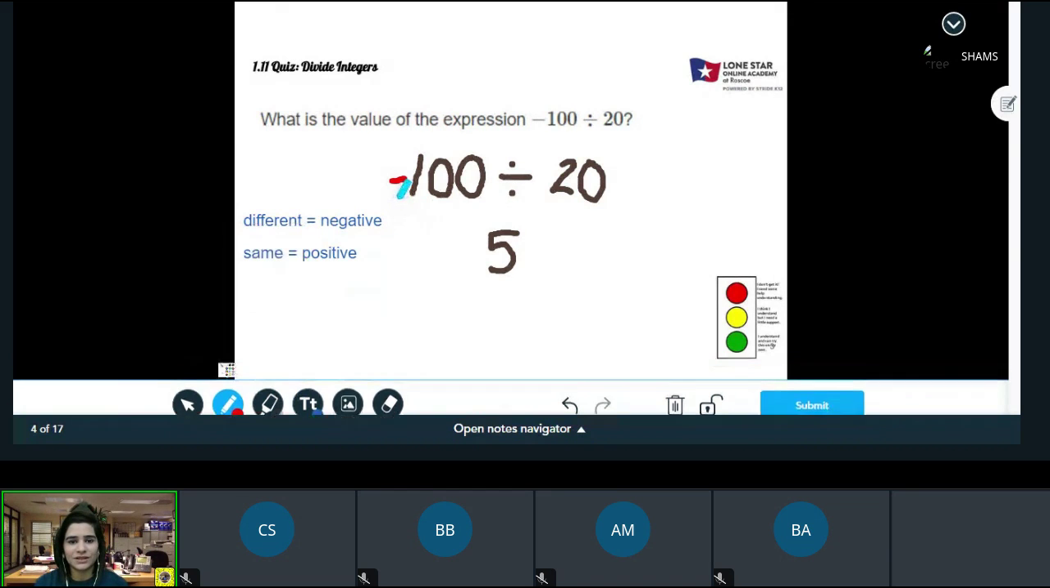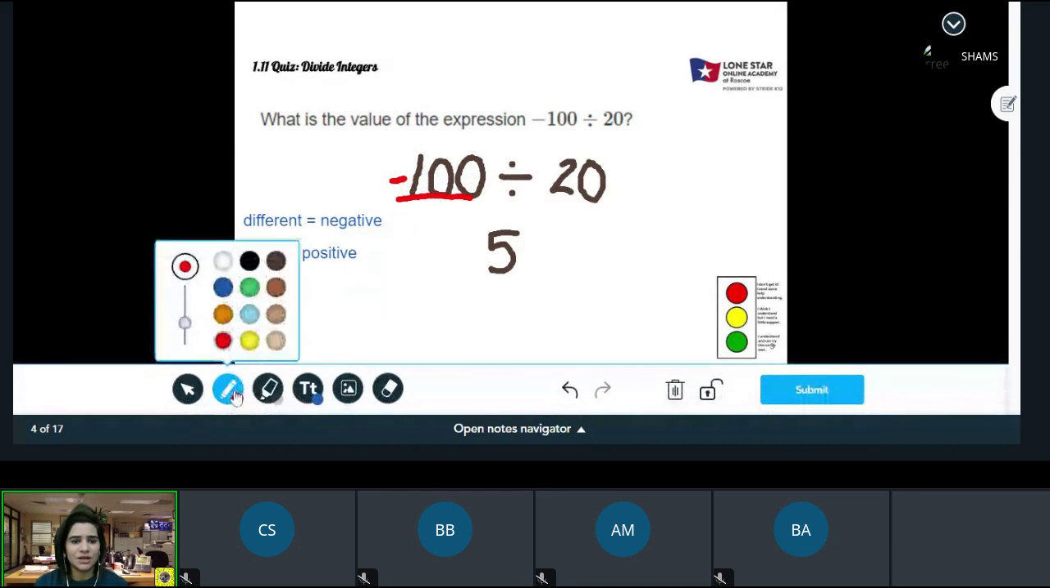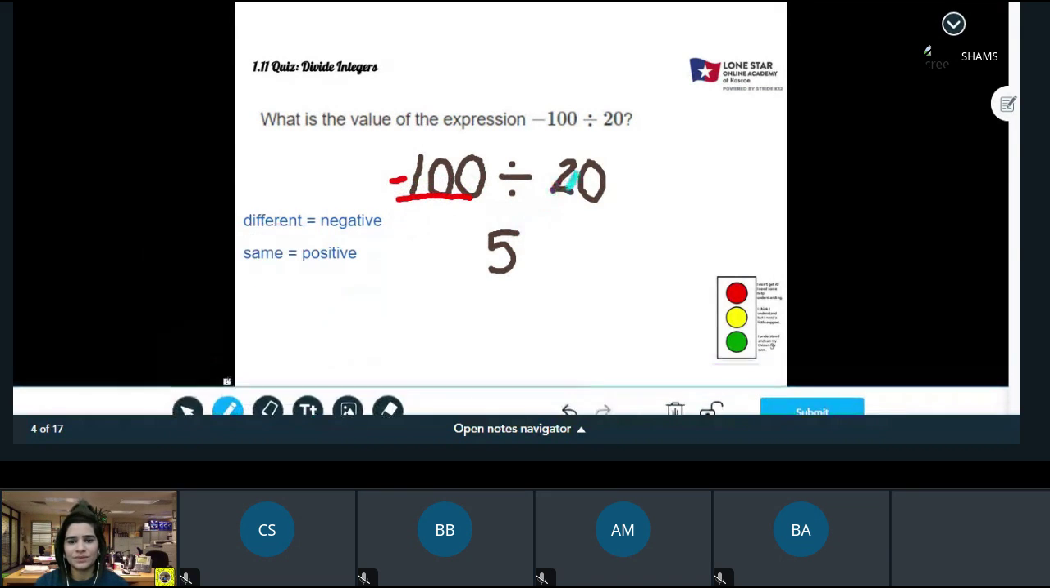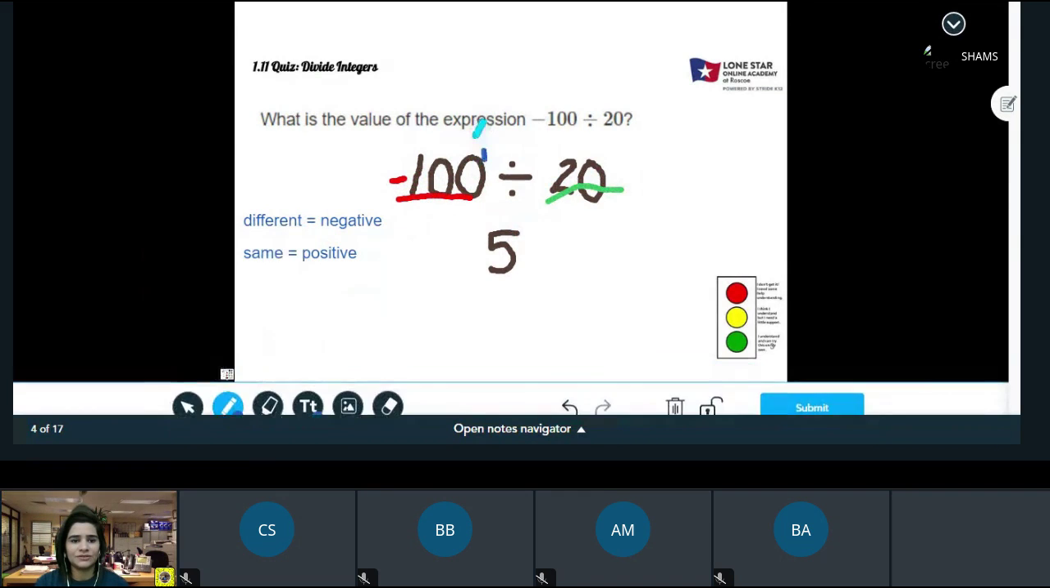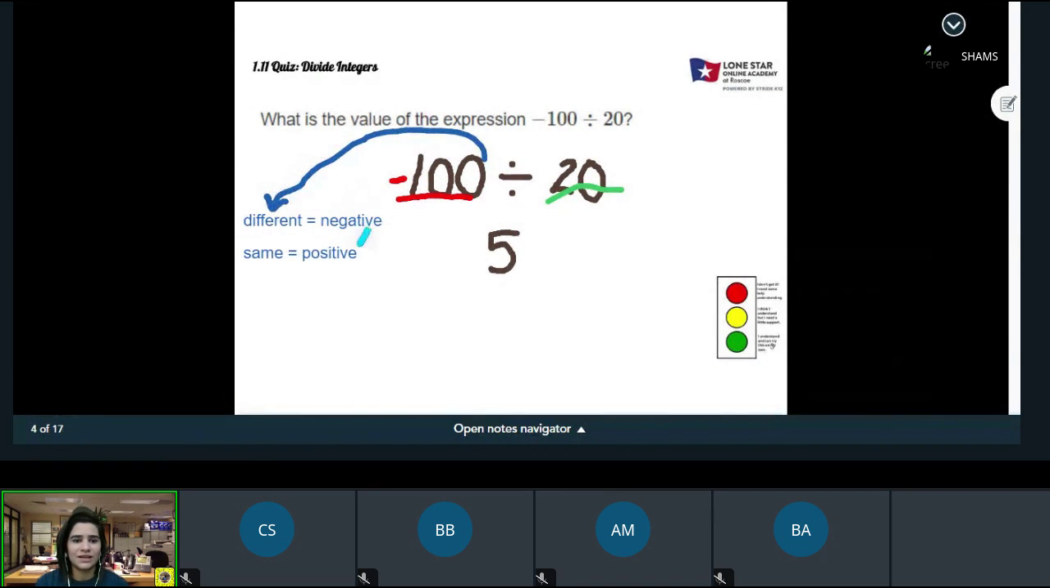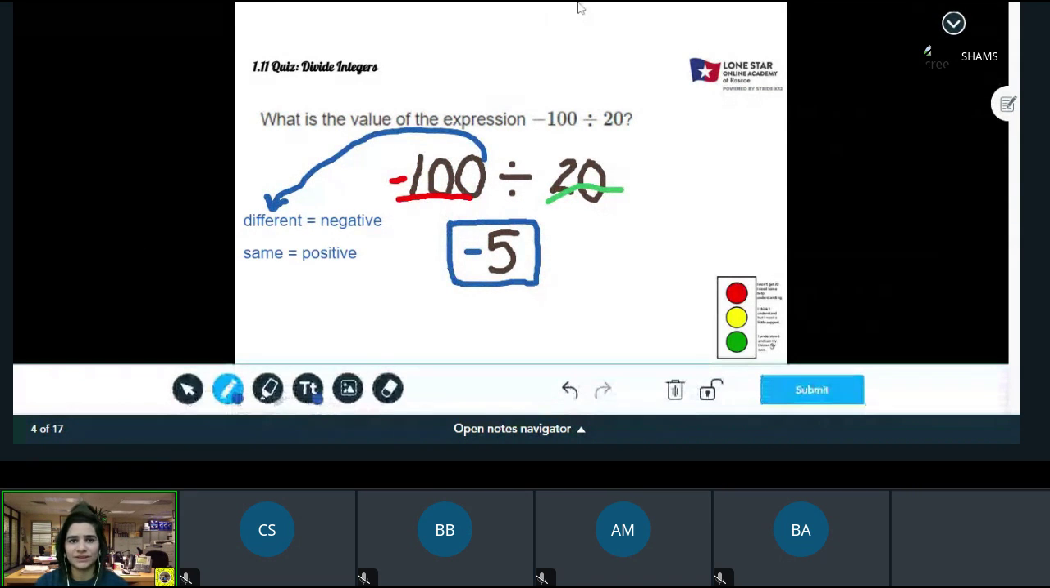Because it's negative 100 and let's see. This first number is negative. The next number is positive. They are different signs. Answer should be negative 5. Excellent, excellent. Seems like you guys are doing good with that.